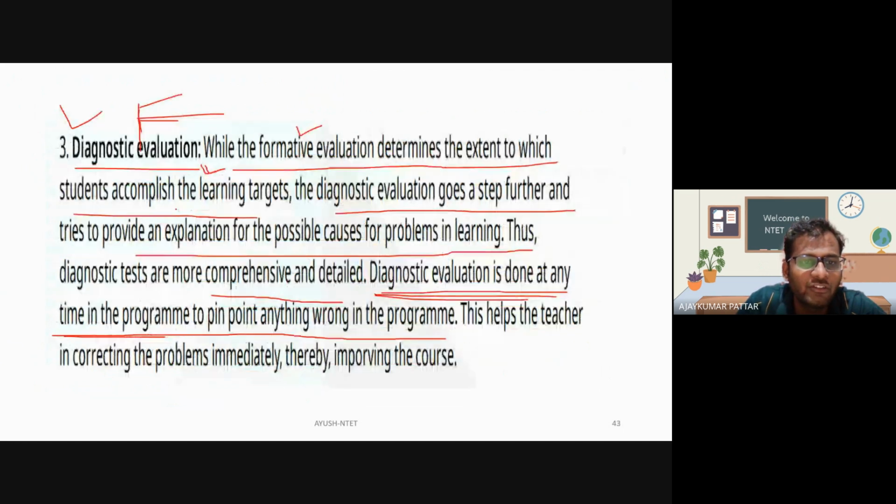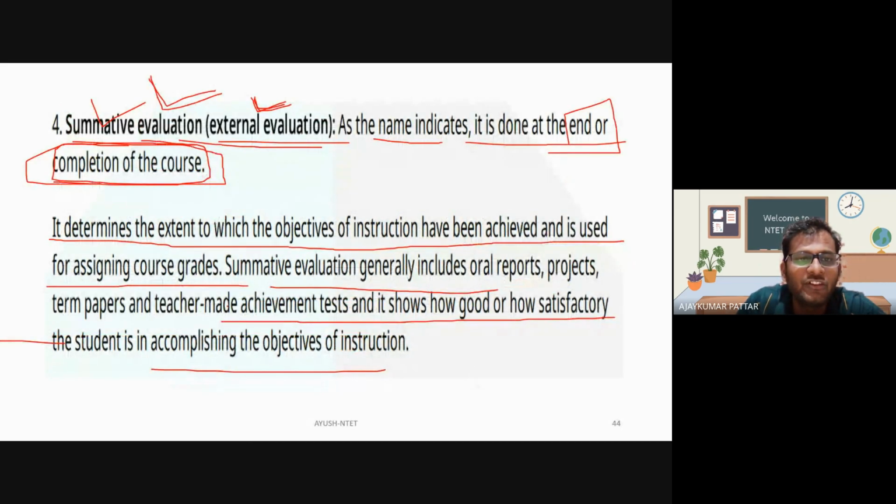अगर फॉर्मेटिव एवेल्यूएशन में आपको कुछ प्रॉब्लम लग रहा है, then you do the diagnostic evaluation. Diagnostic evaluation is also done at any time of the program. फाइनल एग्जाम होने के बाद आप डायग्नोस्टिक एवेल्यूएशन नहीं कर सकते, वो तब करके क्या फायदा है? During the course only the diagnostic evaluation can be done. The summative evaluation is at the end of the course, the final exam. कोर्स ठीक से हुआ नहीं हुआ, that is the objective of the summative evaluation.